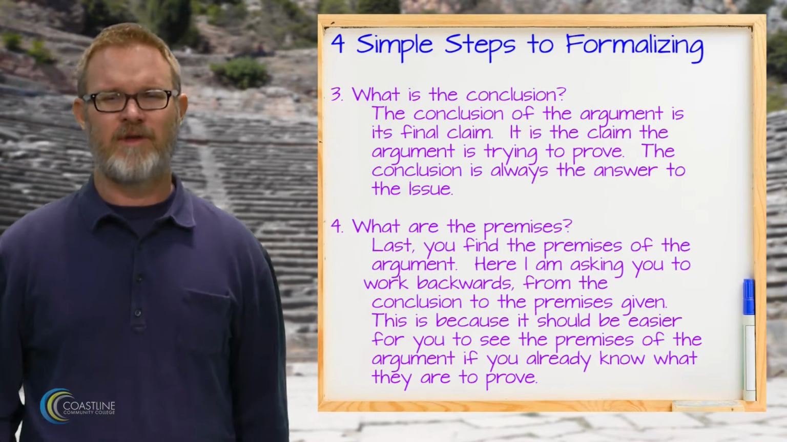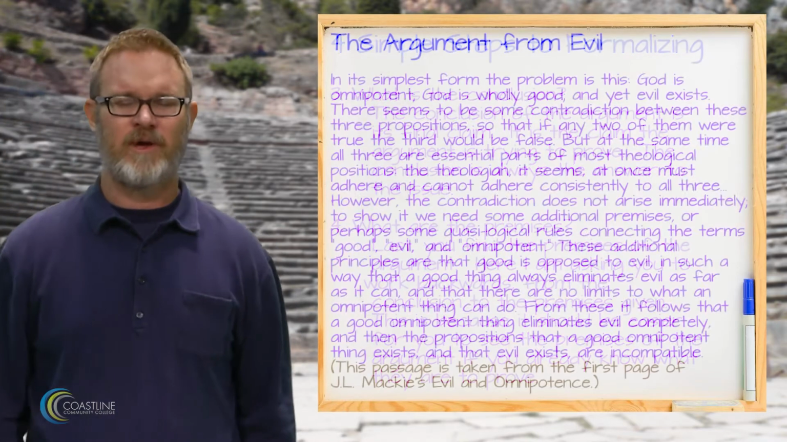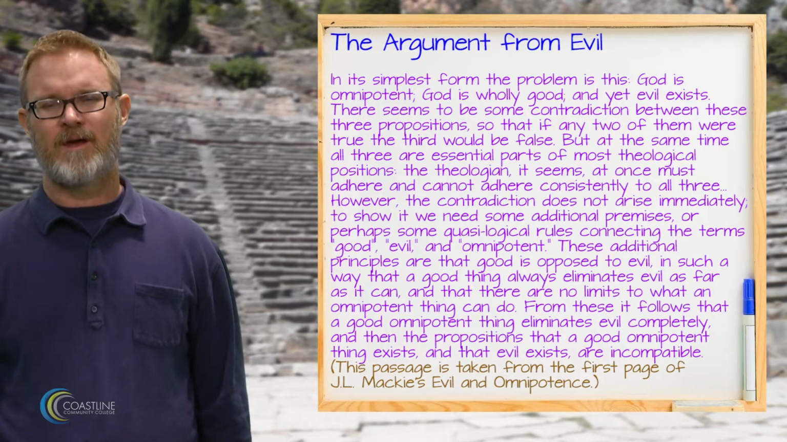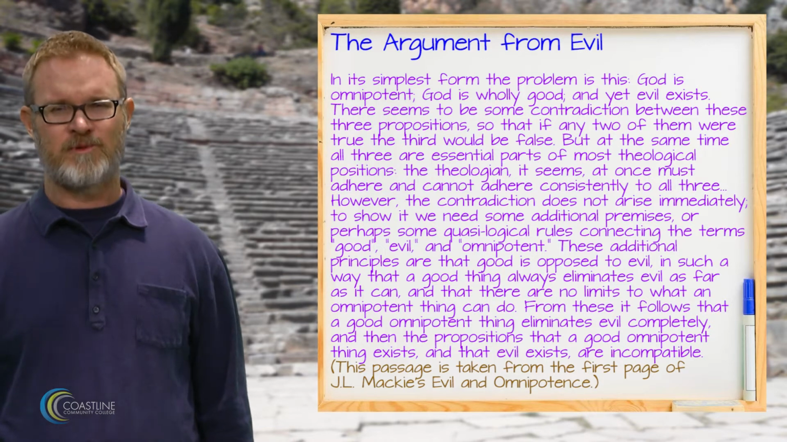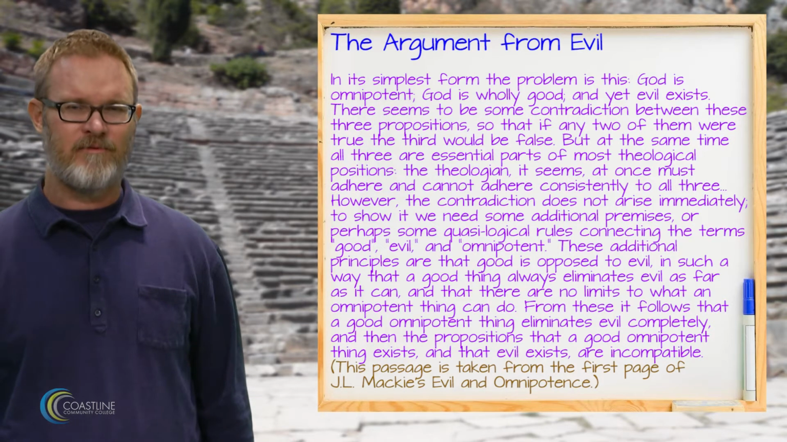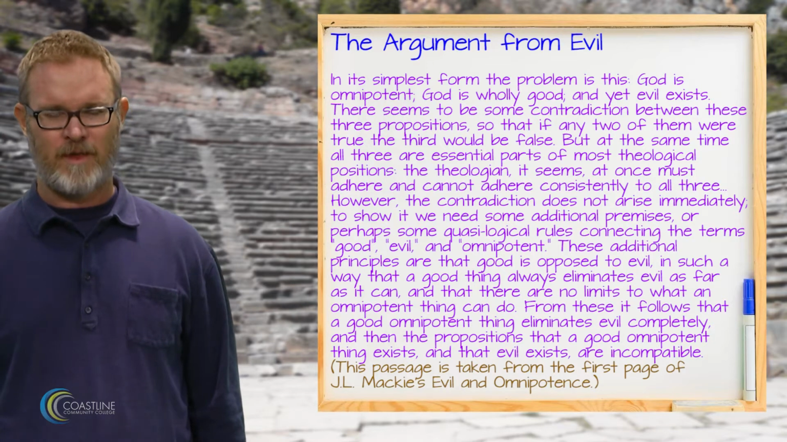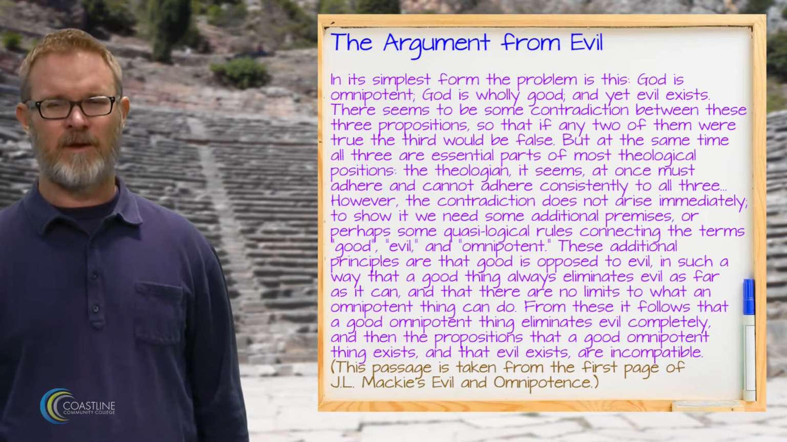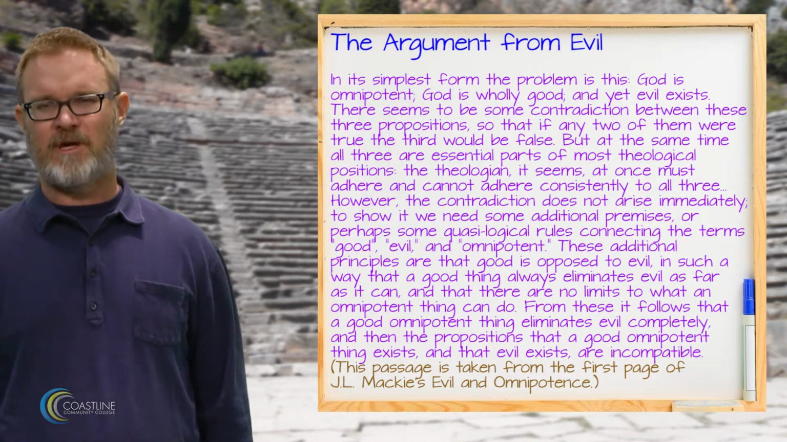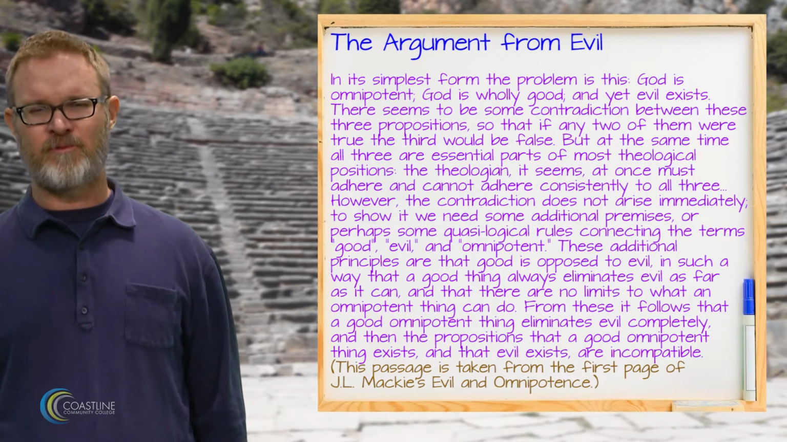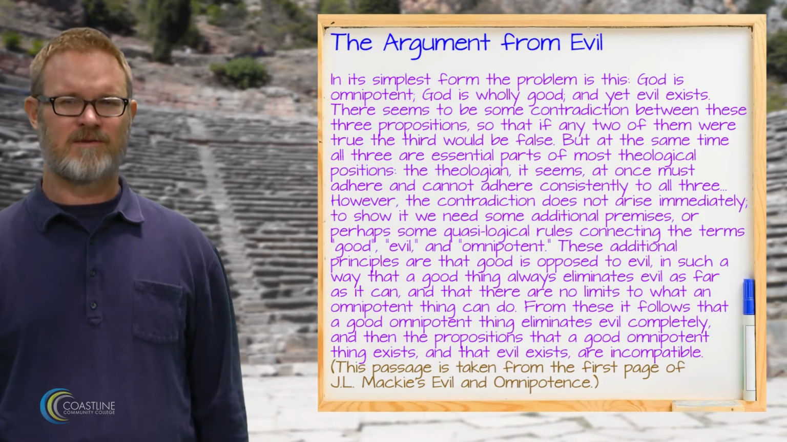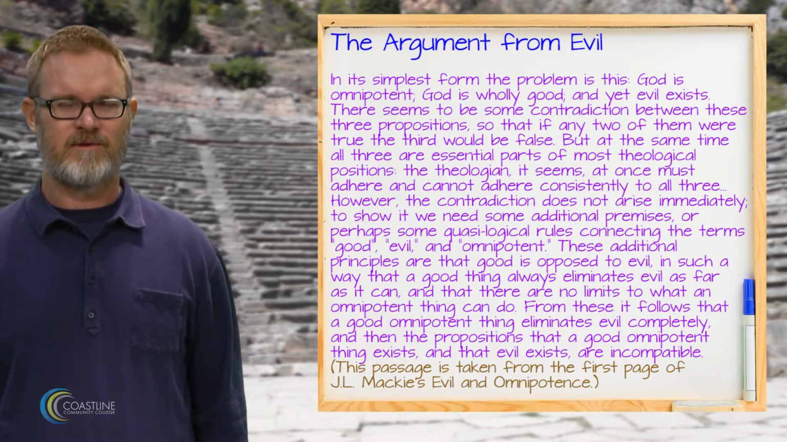So in this lecture, we have a passage we're going to apply this method to. This passage is a famous one written by J. O. Mackey, an Australian philosopher. It is about the famous argument called the argument from evil, which basically says that because evil exists, God cannot exist.